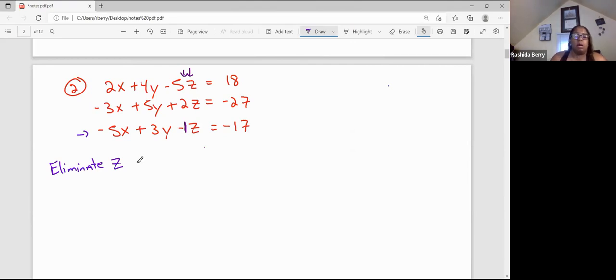So I'm going to do, let's say I'm going to go with the top equation and I'm going to go with the bottom equation. All right. So let's look at the top one. We have 2x plus 4y minus 5z. Again, it's very critical to copy the equations right with these three variable systems. If you copy anything wrong, it's a whole lot of work to have to redo.